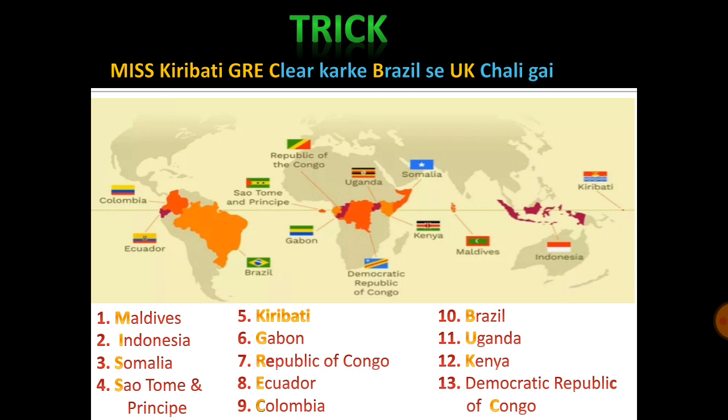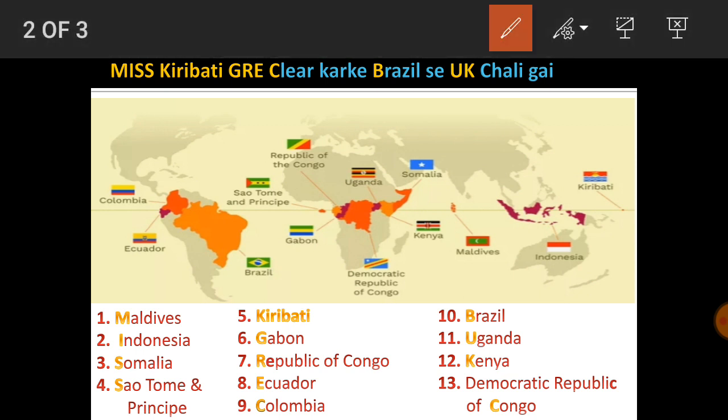Here is the trick which contains Hindi and English letters, which makes this trick very simple and interesting also. From this trick, Miss Kiribati GRE clear करके ब्राज़ील से UK चली गई.